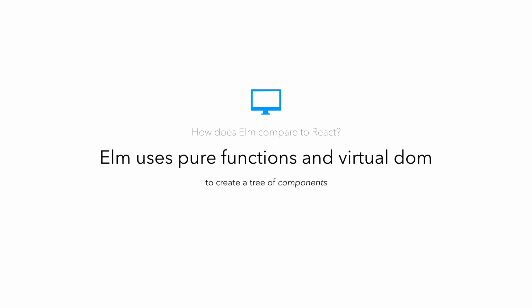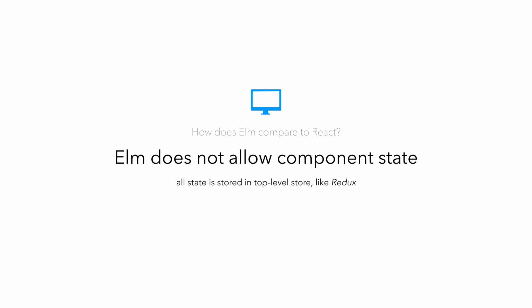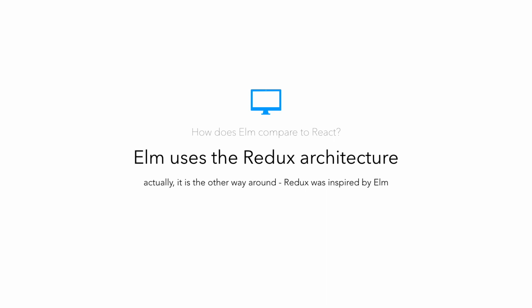And you use Elm to create a tree of components. So in that way, it's really familiar for everyone who has used React in the past. But unlike React, Elm does not allow component state, which means that all of your state needs to live in one single big blob of data, just like you do with Redux, right? So you can say that Elm uses the Redux architecture.